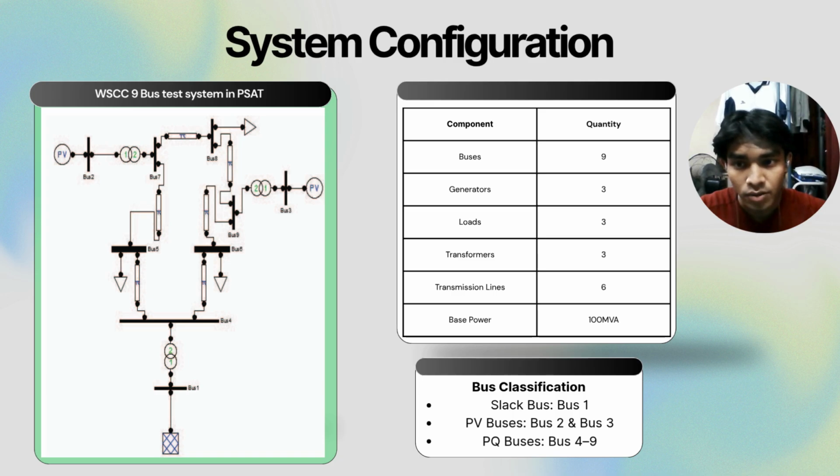The buses are classified into 3 types according to their operating functions. So bus 1 is the slack bus, which maintains the reference voltage and balances the overall system power. Buses 2 and 3 are PV buses, where the generator output power and the voltage magnitude are specified. The remaining buses operate as PQ buses, where the active and reactive power demands are defined. So together, these components form a simplified but realistic transmission network that is suitable for various power system studies.